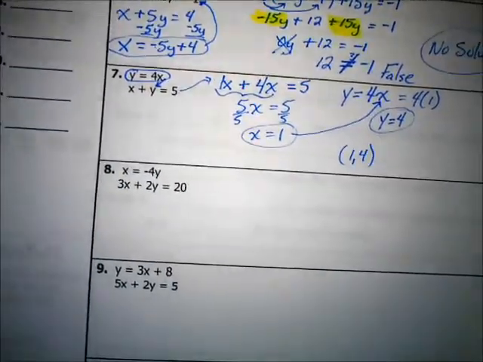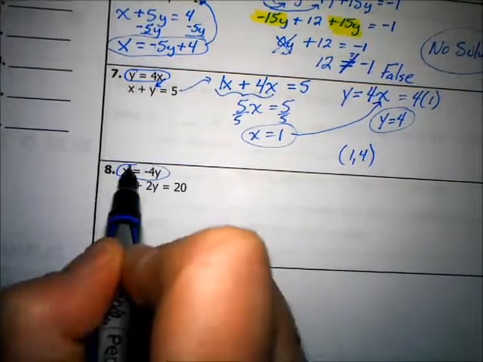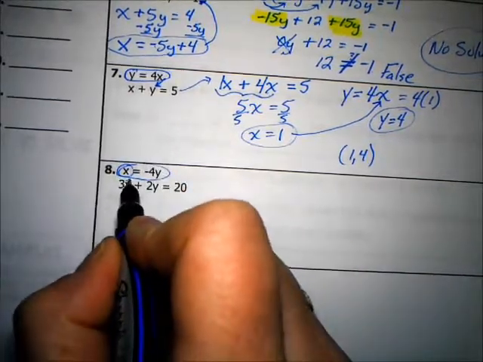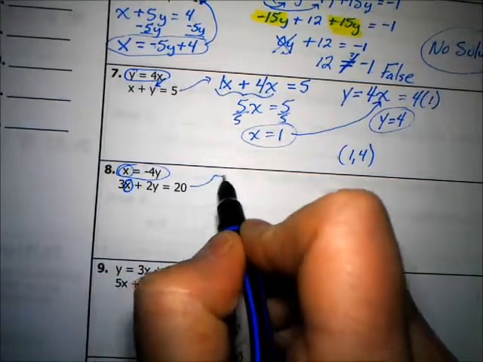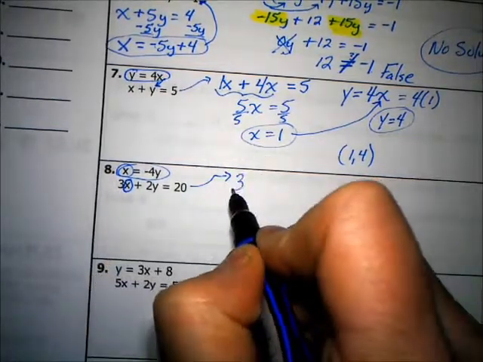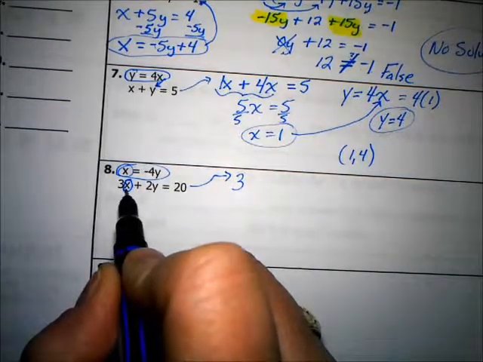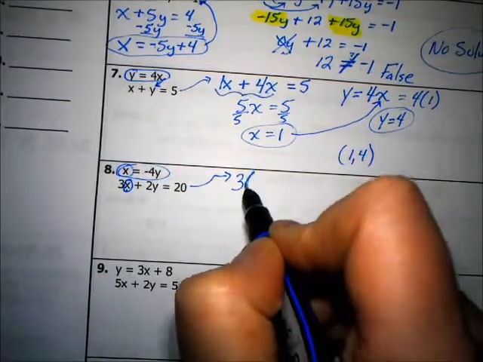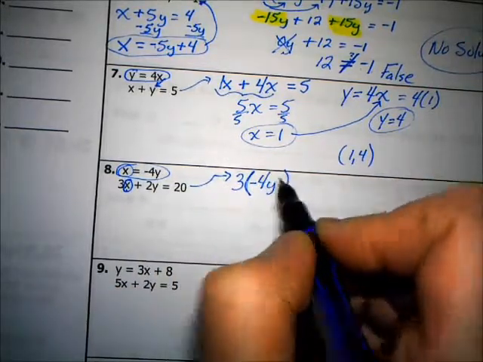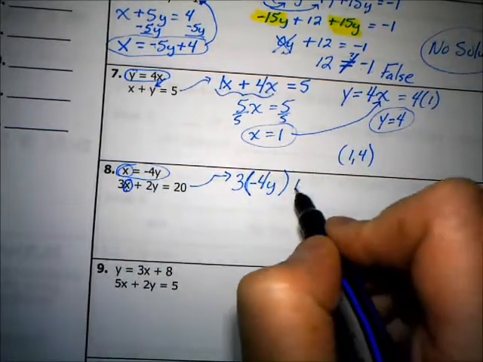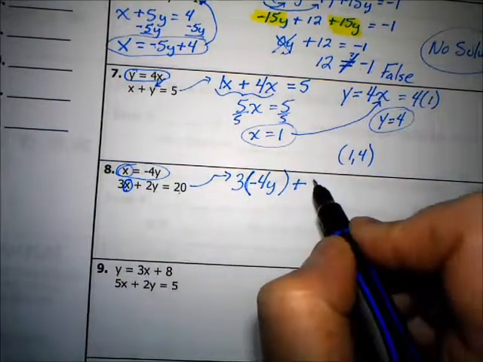I look at number 8. I notice the first equation is solved for the x, so it's got to go right there on my second equation for the x value. That means this translates to 3, and then this is where I substitute. Put the parentheses there because I have a 3. Write the negative 4y, and then I'm going to write the rest of my equation.